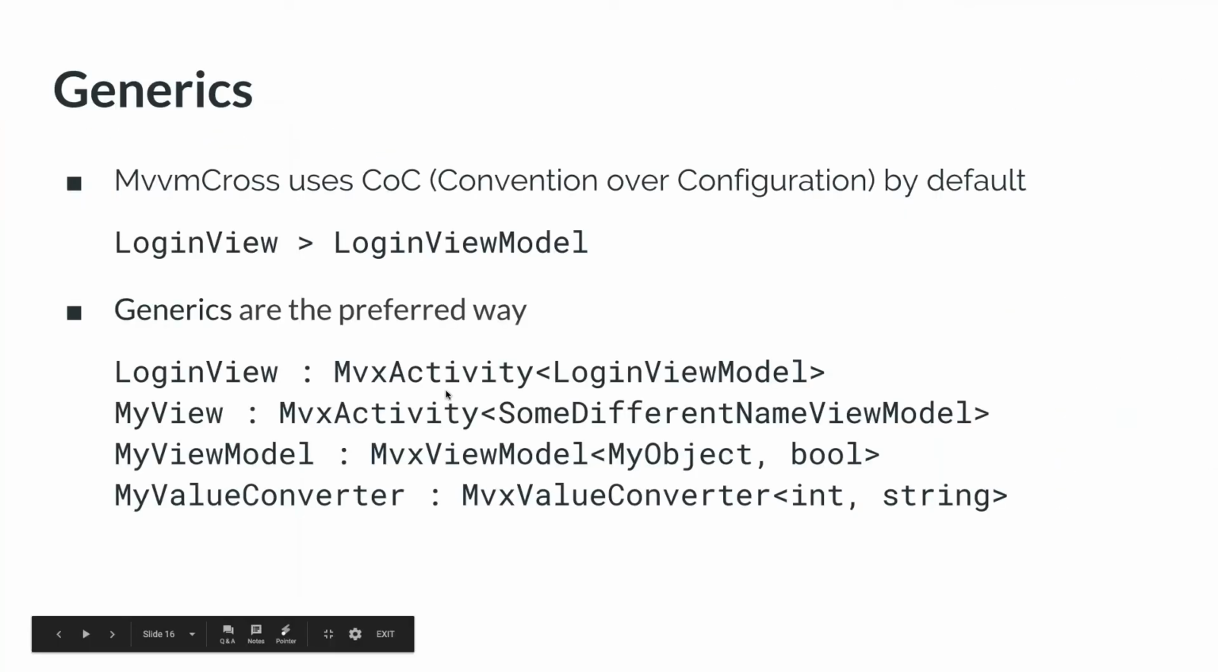So the same goes for any other sort of conventions in MvvmCross. For example, value converters or bindings, target bindings. Based on the name, MvvmCross will look up where it needs to search for your view model or value converter.